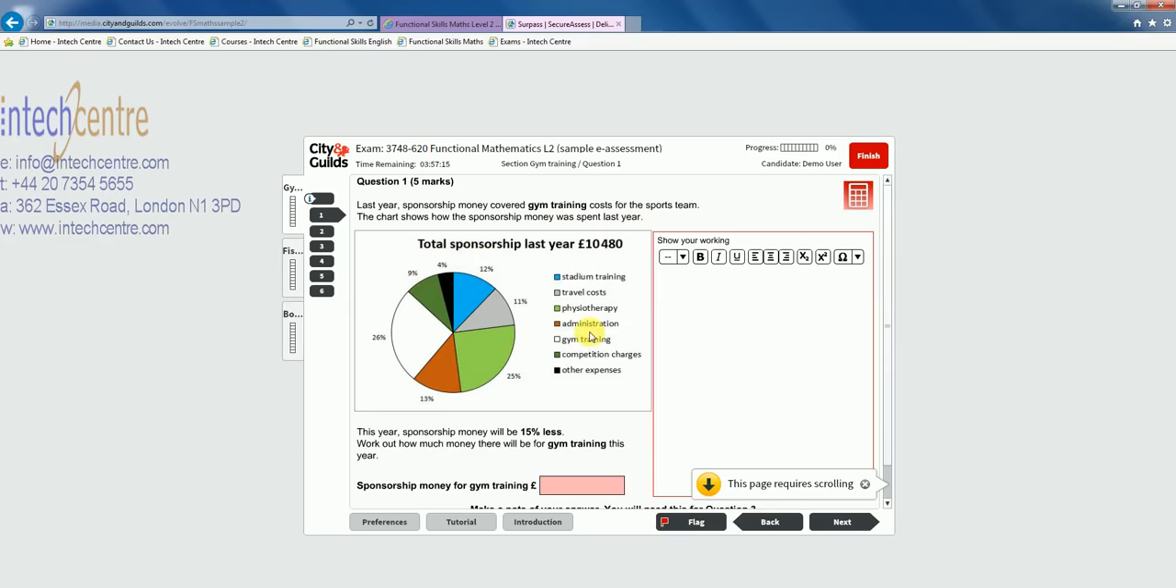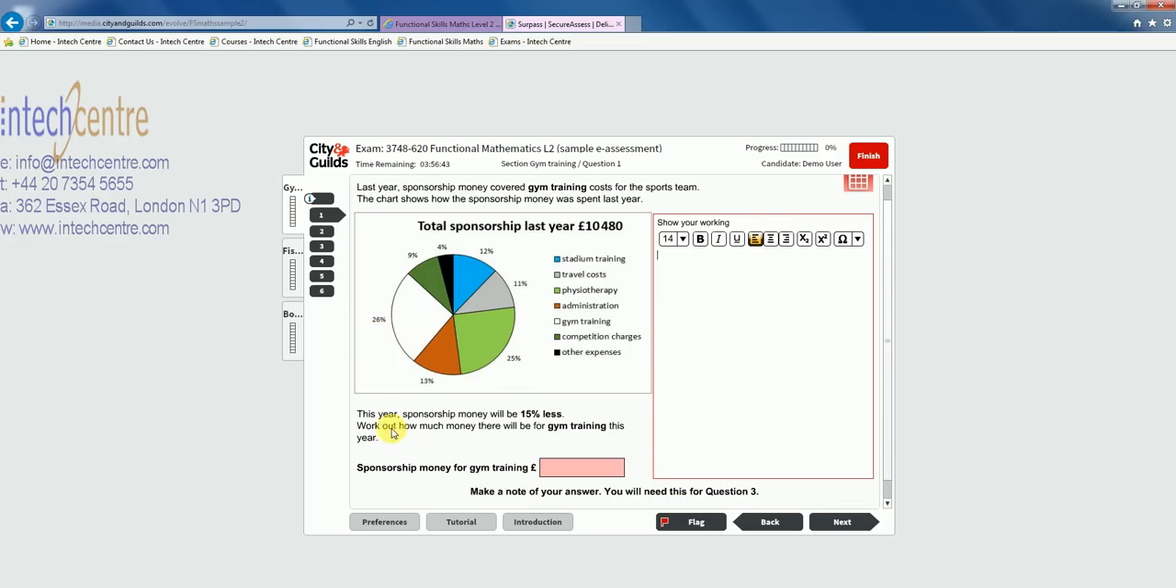This is a pie chart, so it's got the percentages of the sponsorship money that was split between the various items. So you've got stadium training, travel costs, physiotherapy, administration, gym training, competition charges and other expenses. So we are only interested in the white section, which is the gym training, so that's 26%. So we need to work out what 26% of 10,480 is, because this will give you the gym training amount. It also says this year sponsorship money will be 15% less. Work out how much money there will be for gym training this year.